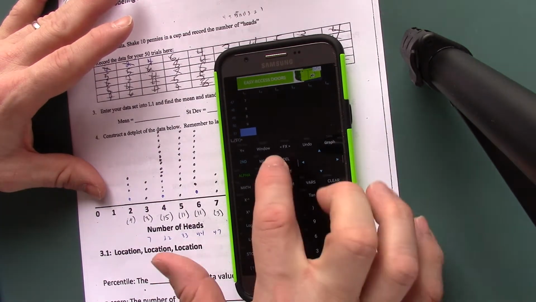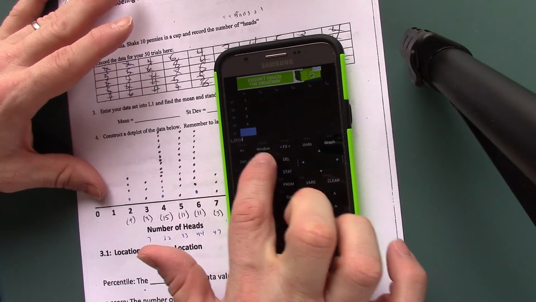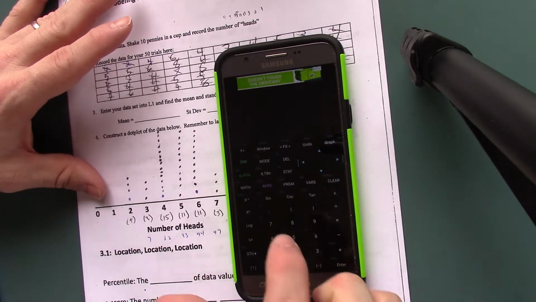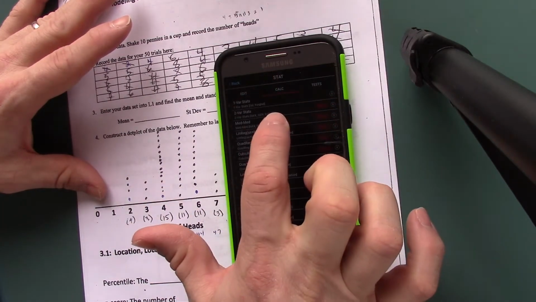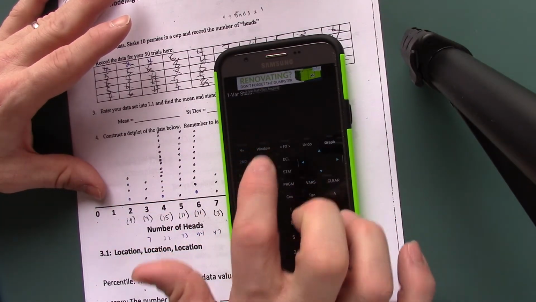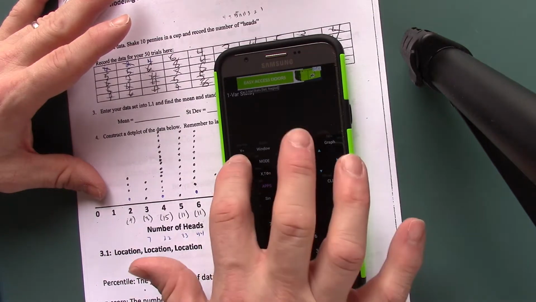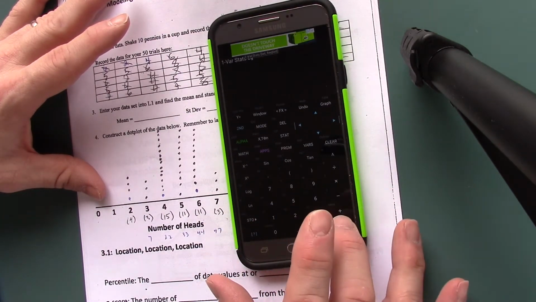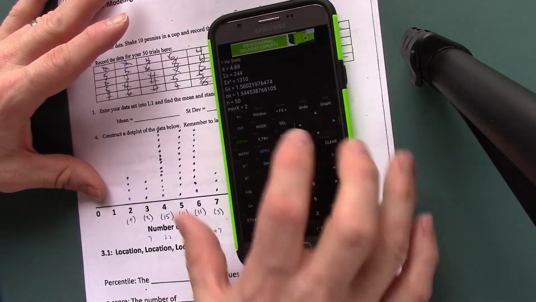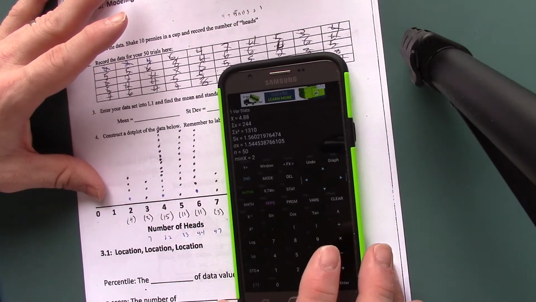If you remember next, we would go to, you have to get out of here. So second mode is second quit, okay? Then you go to stats. Then you go to calculate. And you go 1-Var Stats. And of course we go second 1 for L1. Okay, I press enter. And it gives me the numbers that I want.